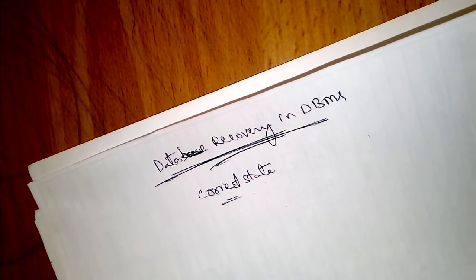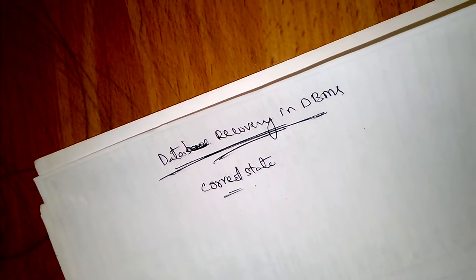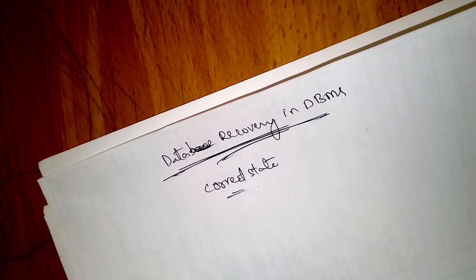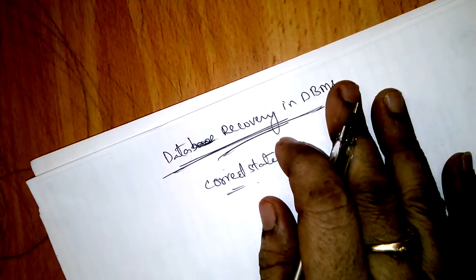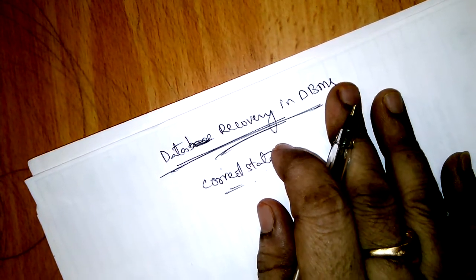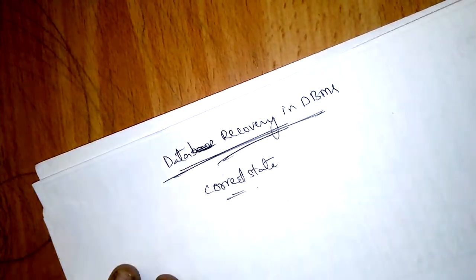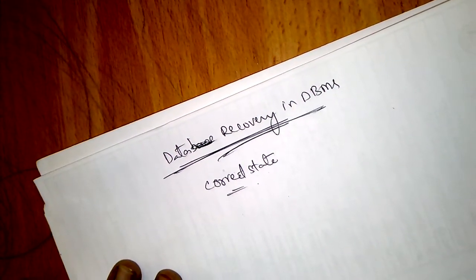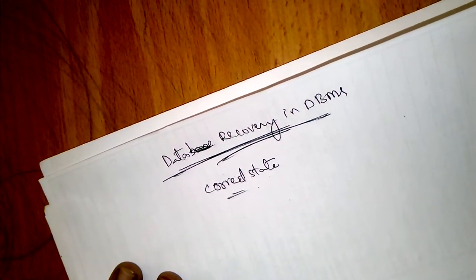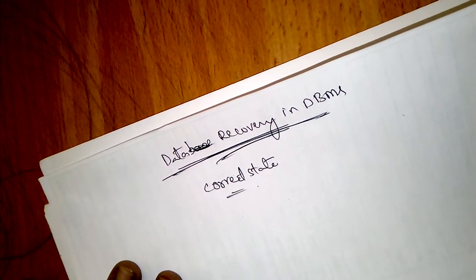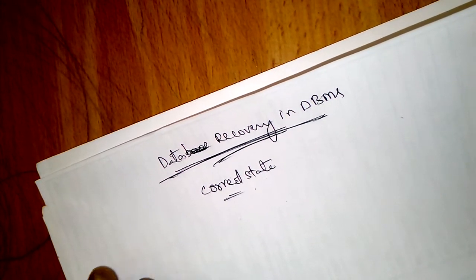The concept of database recovery is that the DBMS has to make sure that the database will remain in a consistent state even in the presence of failures. So the DBMS has to ensure that the database will remain consistent even if there are some failures. This is called data recovery.